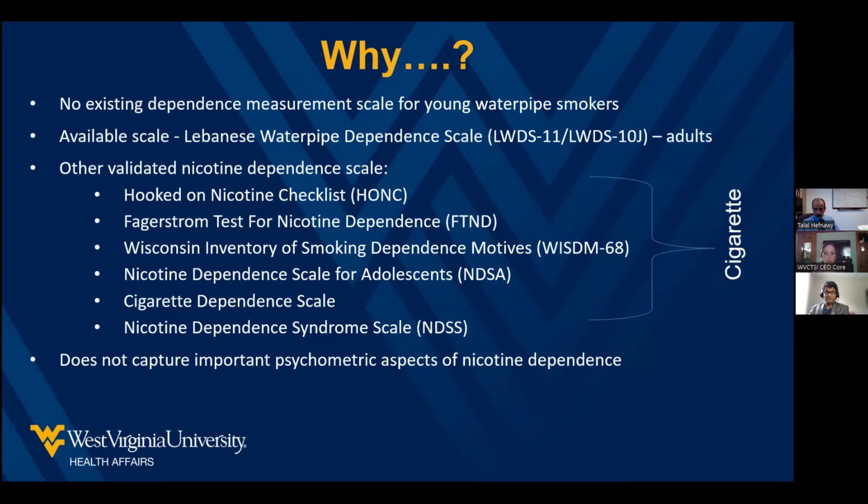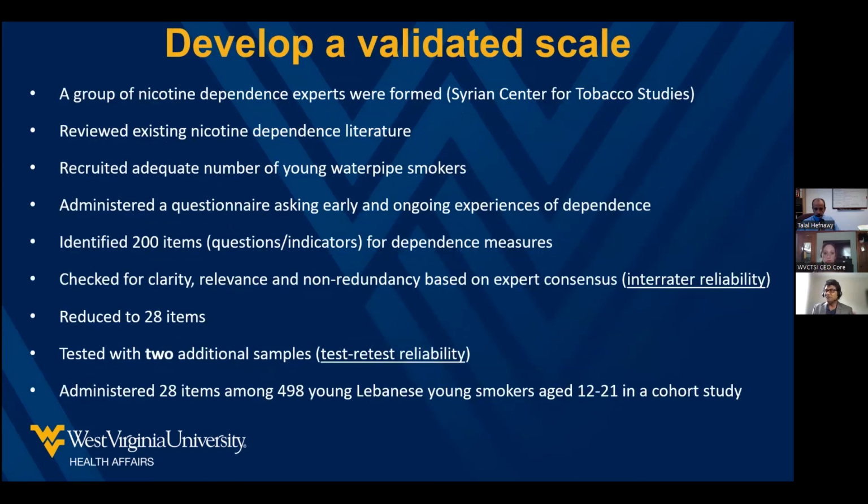And for this one, we went through a longer process. First, we selected a group of nicotine dependence experts. The survey was conducted in Syria. They reviewed existing nicotine dependence literature and came up with a lot of items to know about the dependence. And then they administered this questionnaire with the ongoing experiences of dependence. They came up with 200 items, which is huge for dependence measures. And then they checked for clarity and non-redundancy.